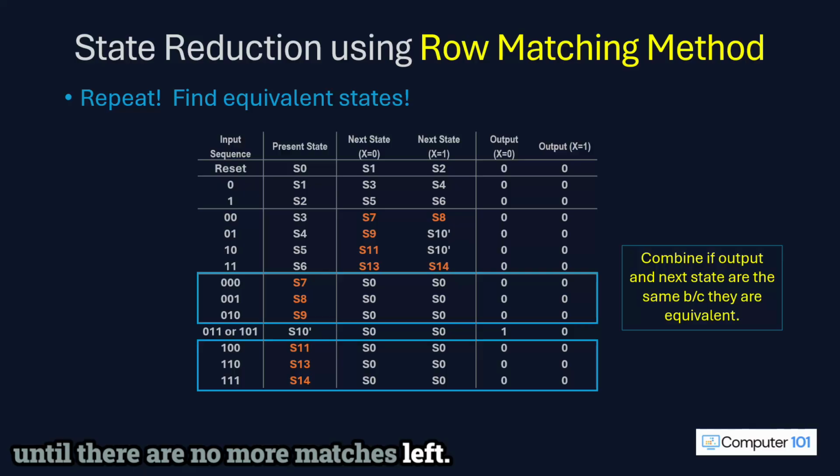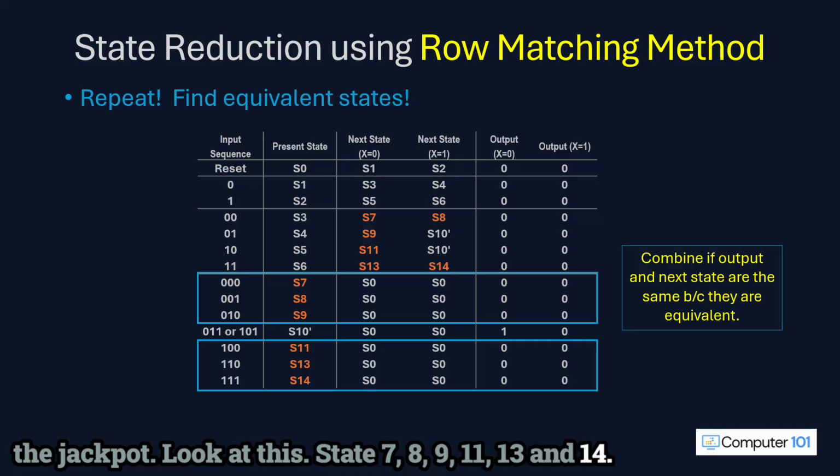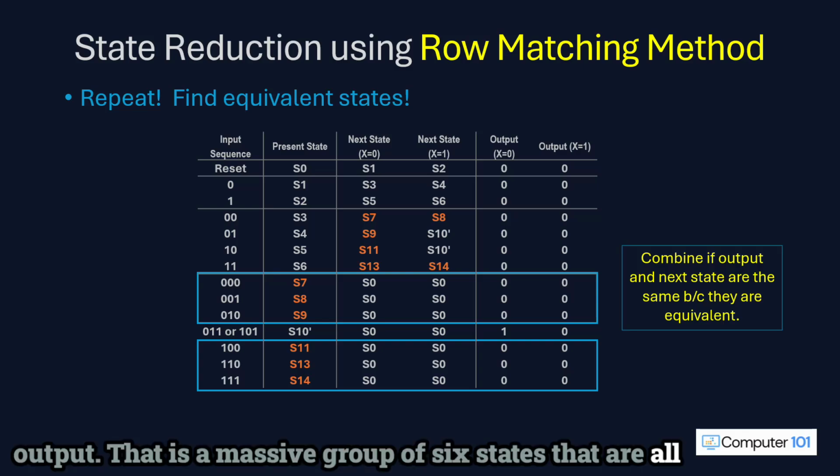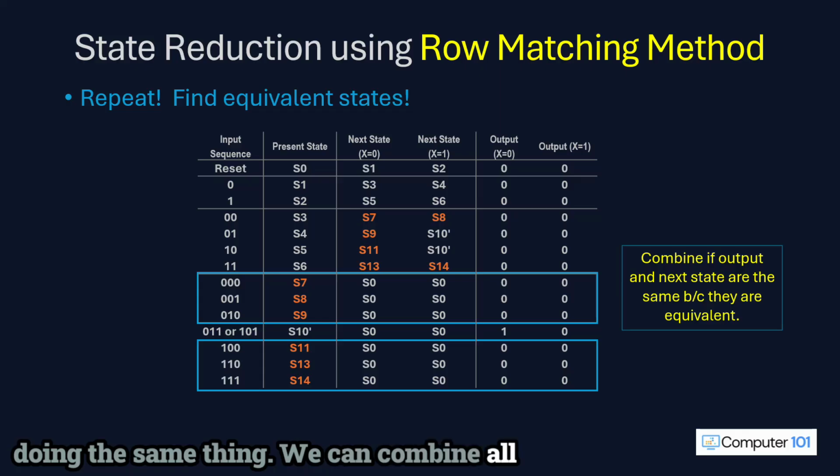matches left. So we scan our new, slightly smaller table, and whoa! This time we hit the jackpot. Look at this. States 7, 8, 9, 11, 13, and 14. They all go to state S0, and they all have the exact same output. That is a massive group of 6 states that are all doing the same thing. We can combine all of them.